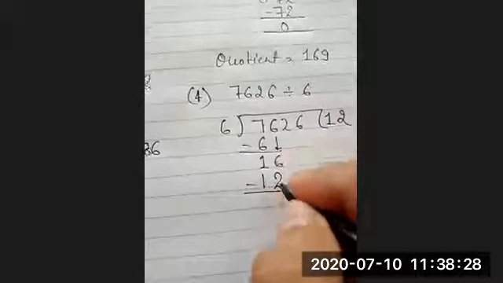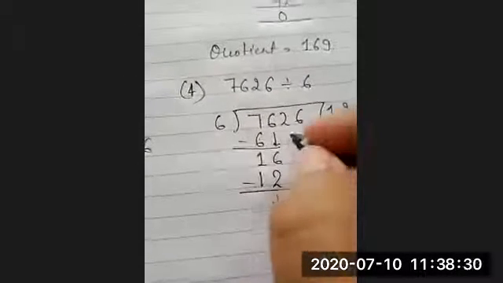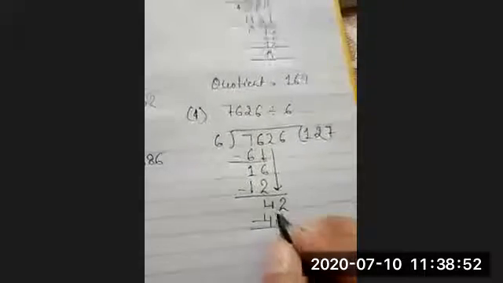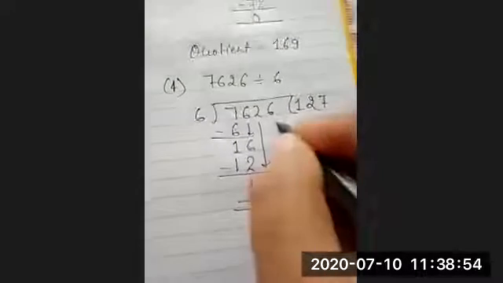6 minus 2 is 4. Now 2 we will take downside, 42. 42 is coming in 6 table. 6 7s are 42. Now 42 minus 42 is 0. Now we will take 6 downside. 6 1s are 6.